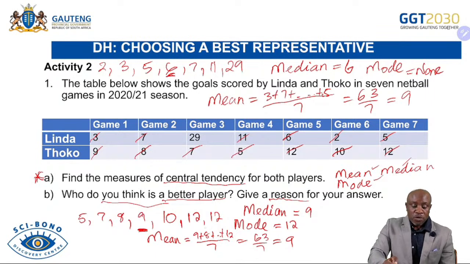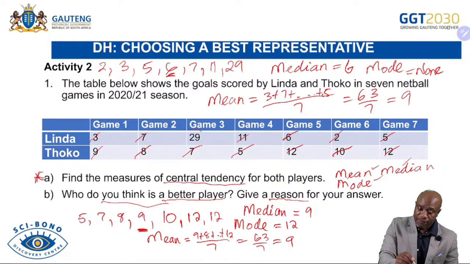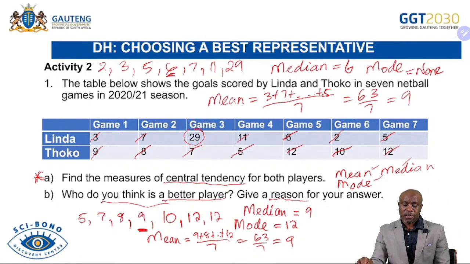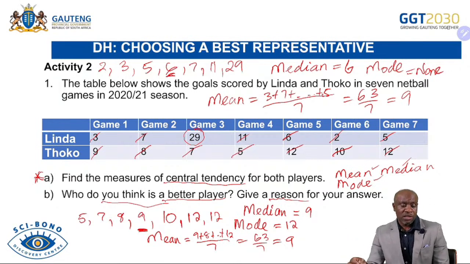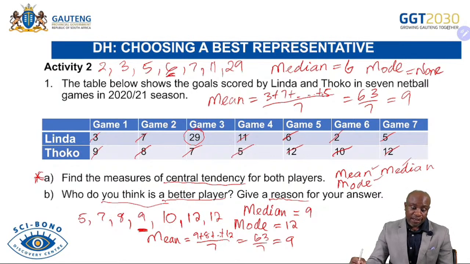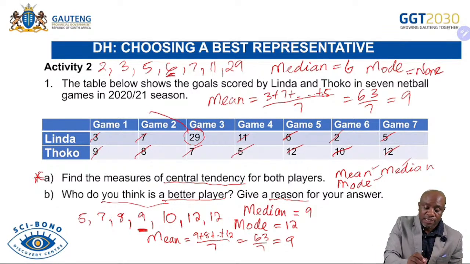Now, if you look at the scores for Linda, there is one value that is strange there. I want us to define that value, and I will come back and define it. This 29 looks very strange. Why would Linda score 29 goals in game number 3, when she scored 2 in game number 6? But all of a sudden in game 3, she scored 29. That value is extremely high, and therefore we would call it an outlier. I'll come back and define it nicely on the next slide. So this is an outlier.